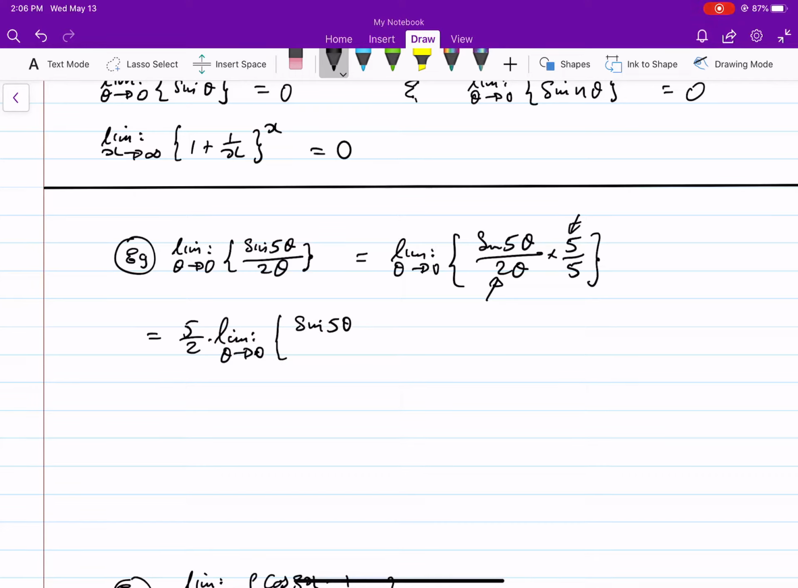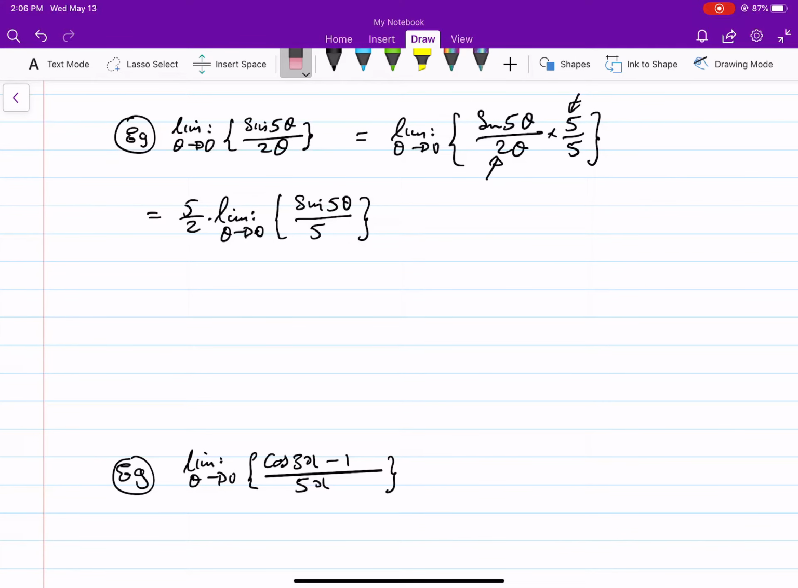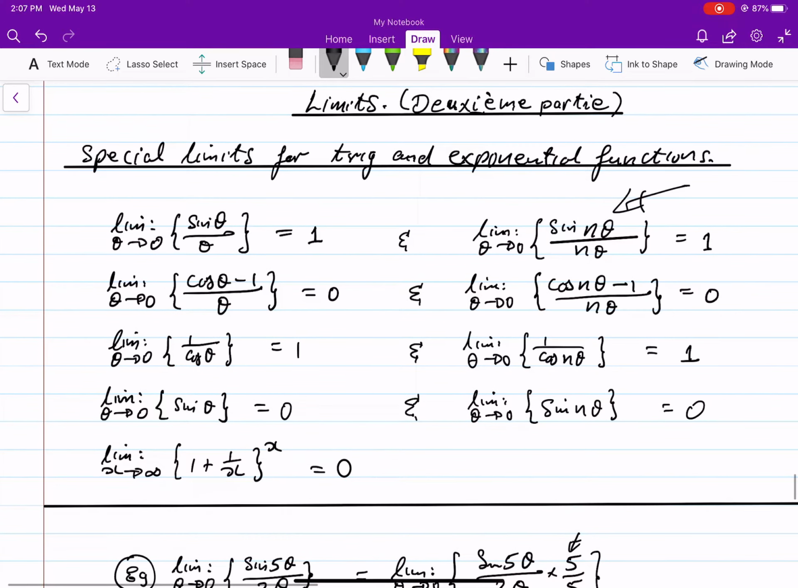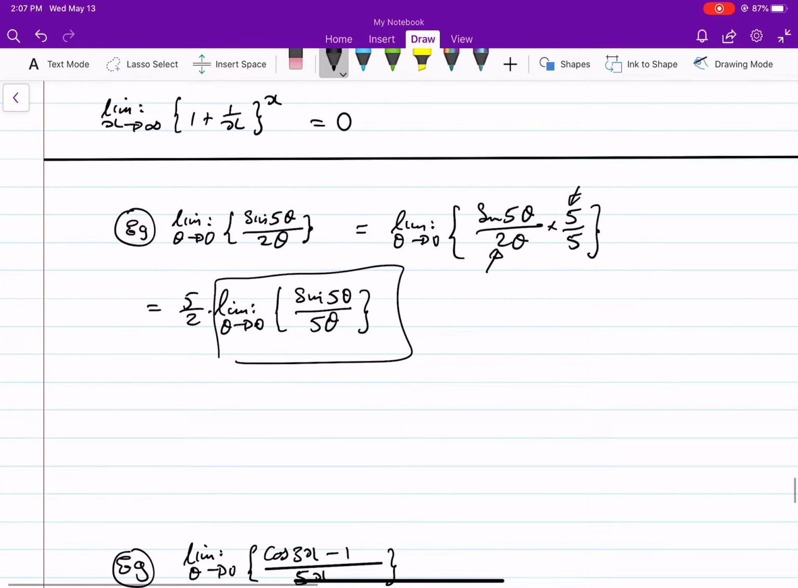And on the bottom, the 5 times theta will also be 5 theta. Nice little trick. Okay, this entire portion there, according to this rule up here, that's 1. So the limit as theta approaches 0 of sine 5 theta upon 5 theta, that's 1. So therefore the result is 5 halves times 1, which is just 5 halves.